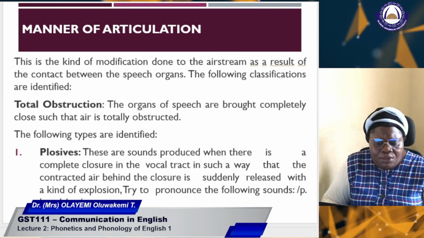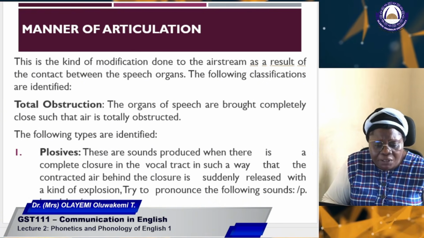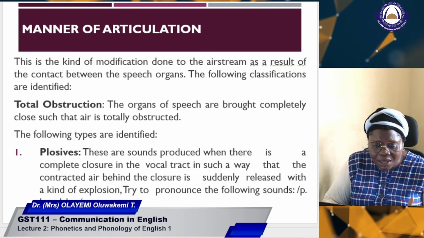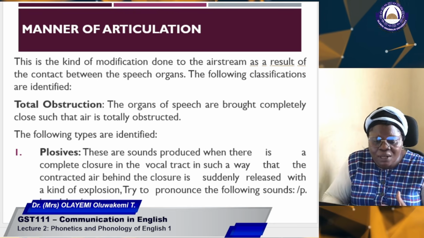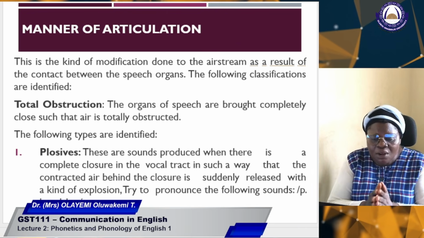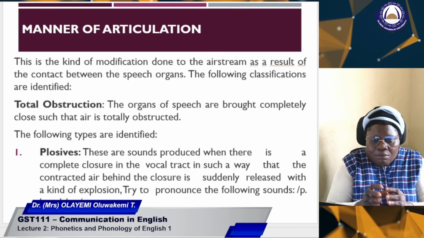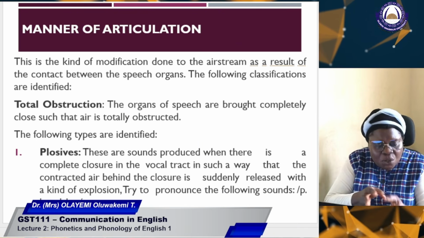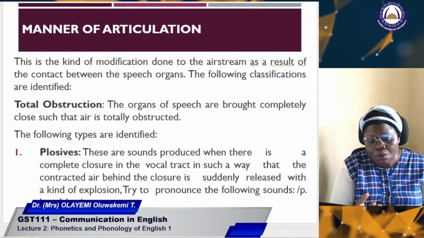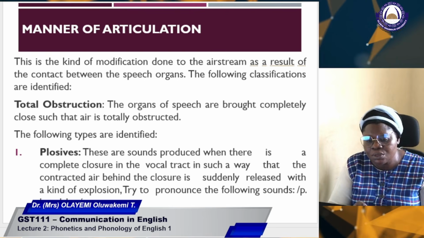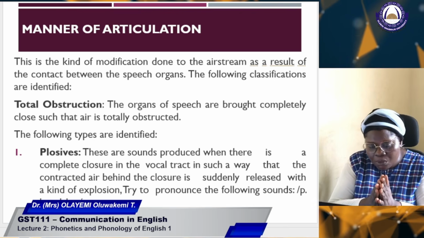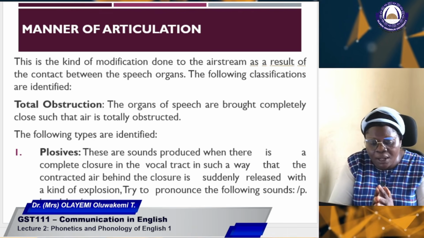Now, let's quickly talk about the manner of articulation of the English sounds. Manner of articulation has to do with what happens when the speech organs that produce the sounds are brought together. They have contacts at one point or another. When we pronounce consonant sounds, the organs involved have some contacts at one point or another.